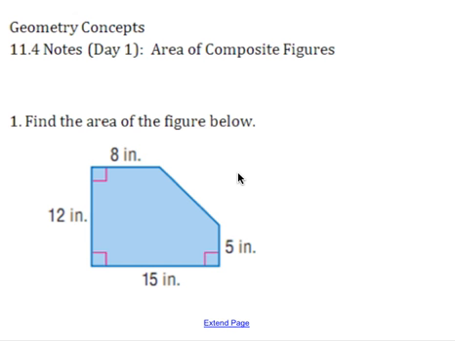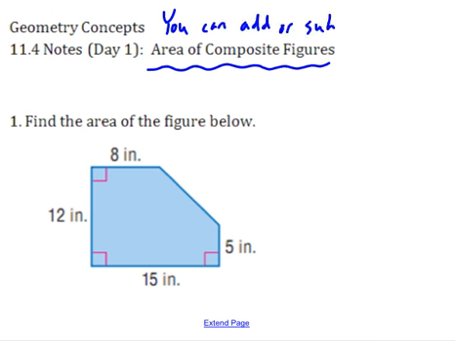This is 11.4, Notes, Day 1, Area of Composite Figures. So we started doing this already, okay? What I mean by already is that we did a donut problem yesterday, and the double triangle one, where we are starting to do area of composite figures. And what you need to know about area of composite figures is that you can add them together. You can add or subtract areas.